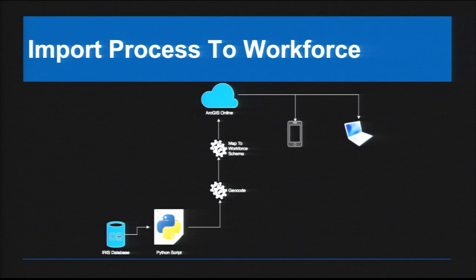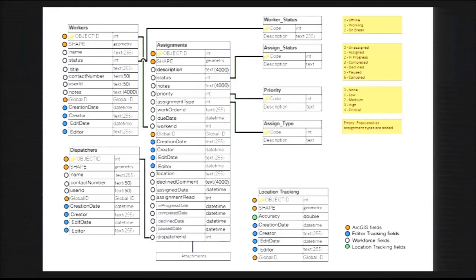So in this diagram here, you'll see our IRIS database in the lower left corner. We have a Python script that connects to that database, and then it pulls any inspections that are new that day and geocodes them. Our geocoding is actually 100% since the addresses are coming from that database, and our geocoder is using those addresses. And then we just have to map to the Workforce schema with Python, and then it's available for the phones in the field and the computer in the office.